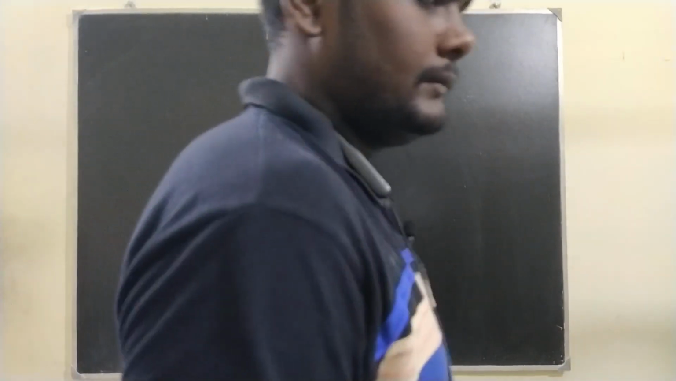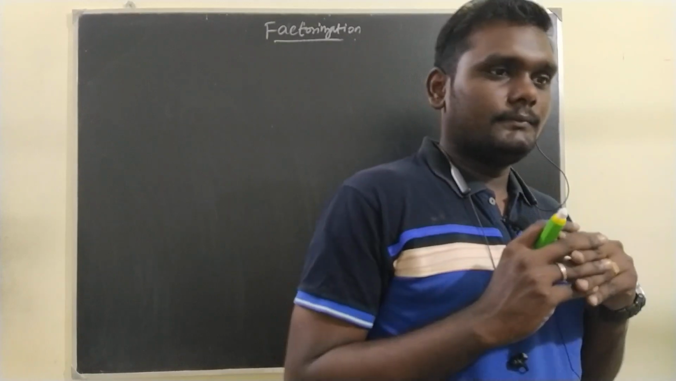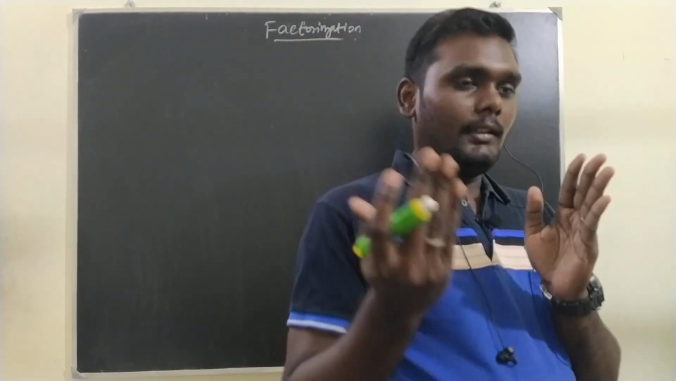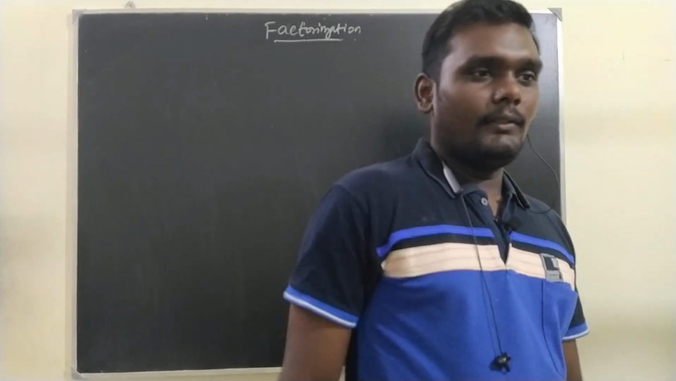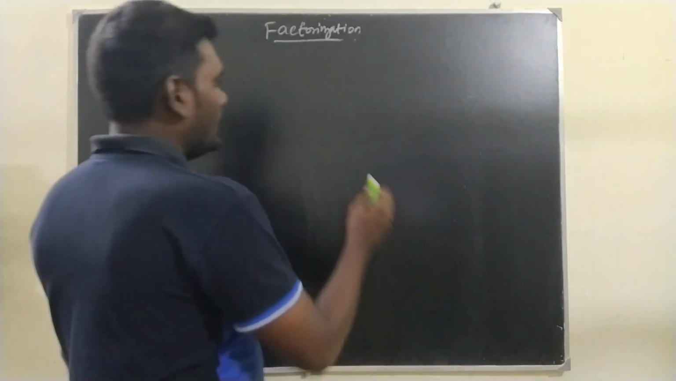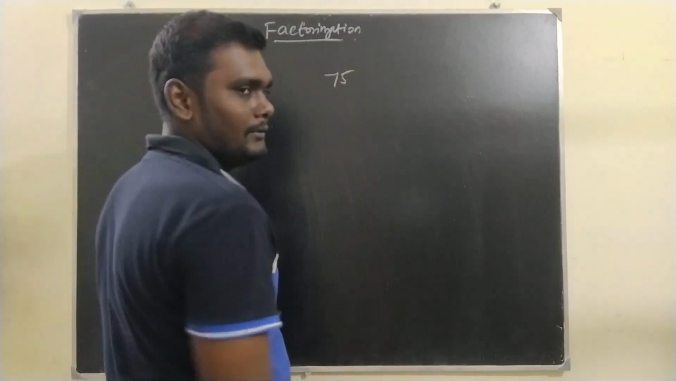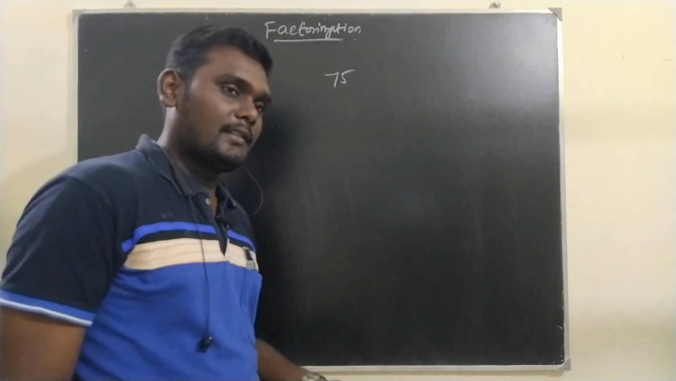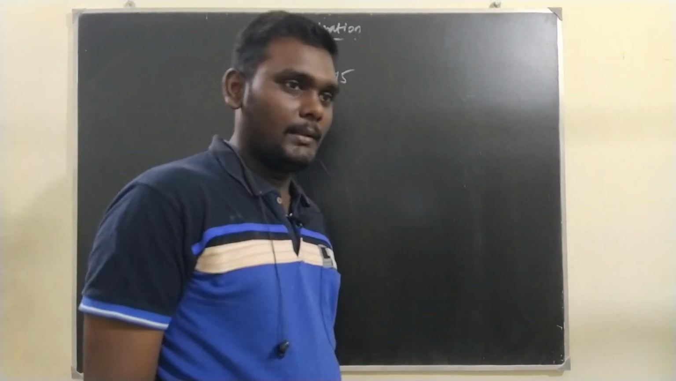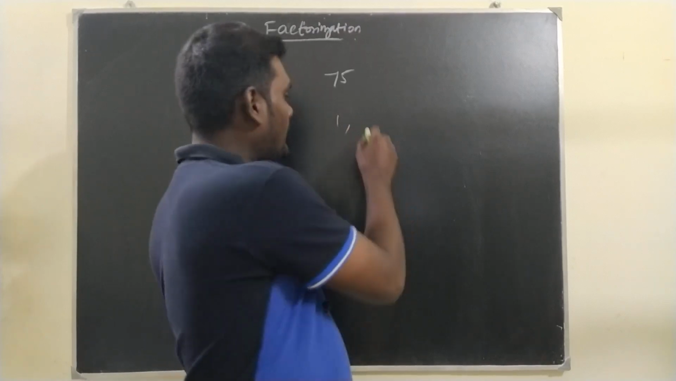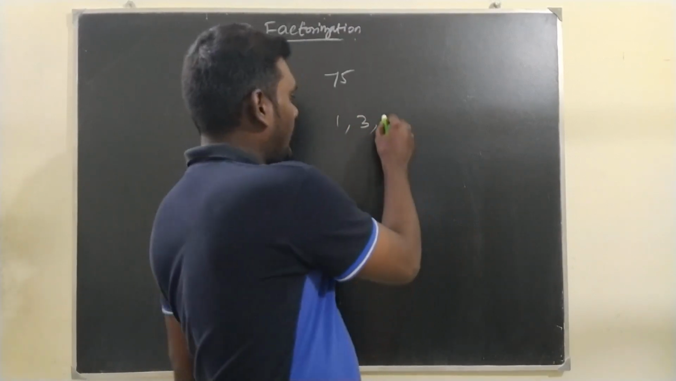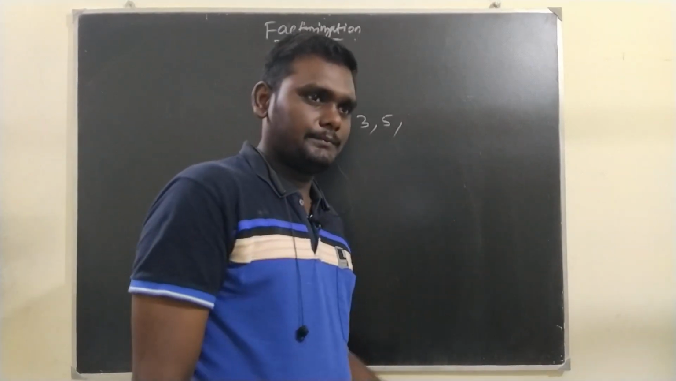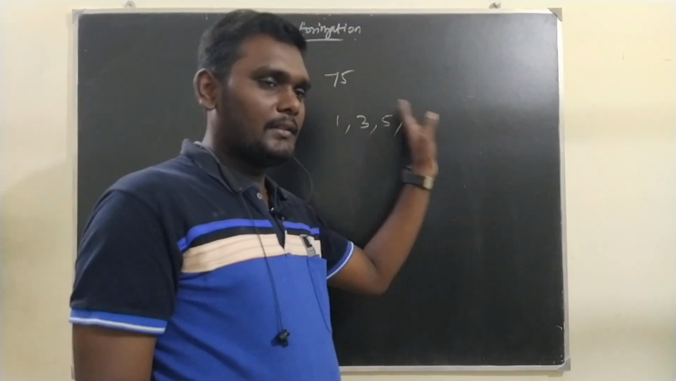Factorisation. Factor means, for a number, another number that exactly divides the given number. For example, you see 75. What is the factor of 75? If someone asks, we have seen this in our session as well, multiples and factors. Remember? 1 and then 3 and then 5. After that, likewise it goes on. So these numbers are factors.